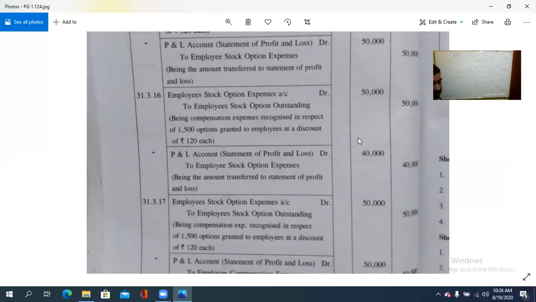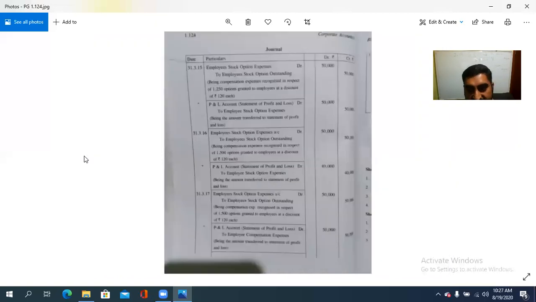And then the third year, what entry needs to be passed? The same entry, 2017. These 2 entries are to be passed continuously, and finally it is to be transferred, isn't it? So for that entry, before that, the employee stock outstanding is to be transferred. So the outstanding amount is to be transferred to general reserve.